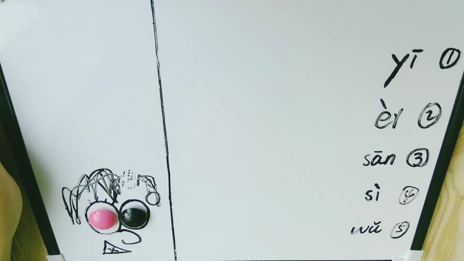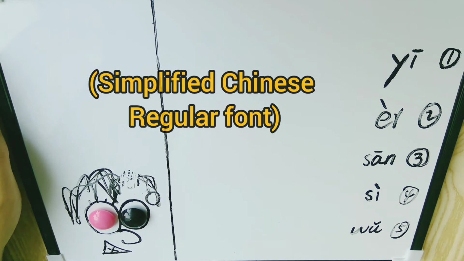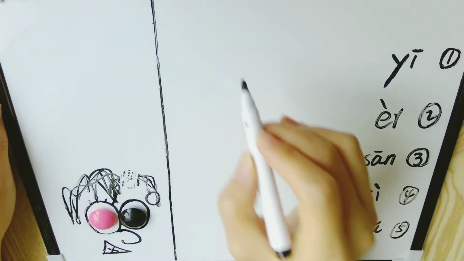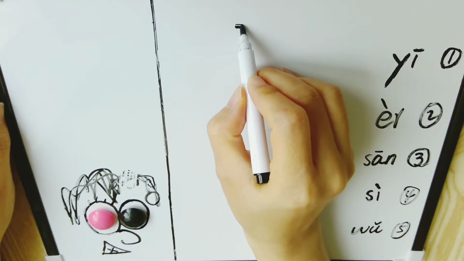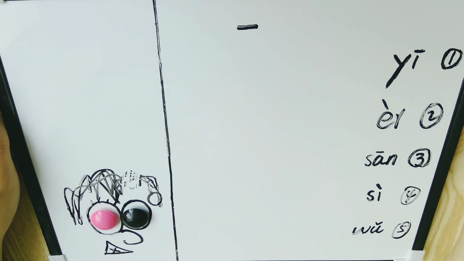In this video, I'm going to show you how to write down the characters for number 1 to 5. Let's start with number 1. Number 1 is essentially one horizontal line, just like that. Okay, and number 2, easy, two horizontal lines.